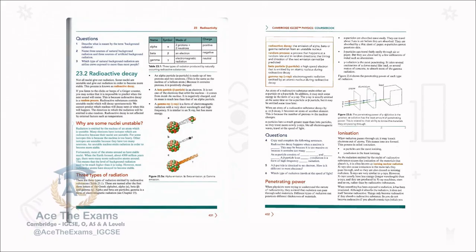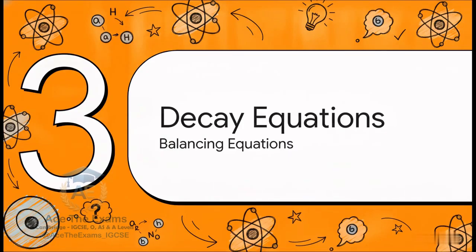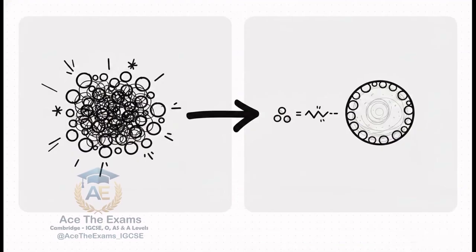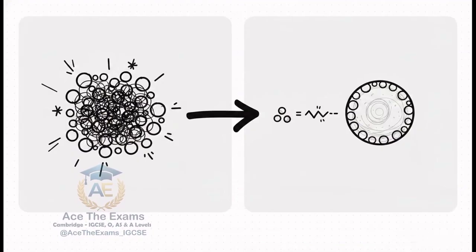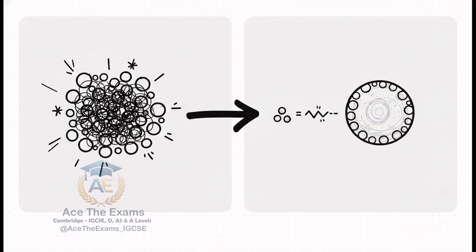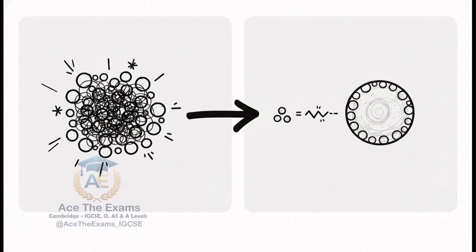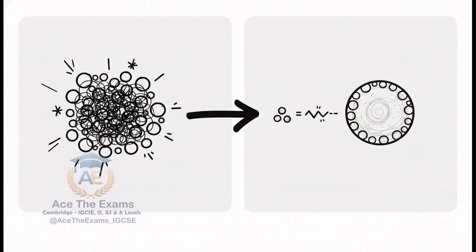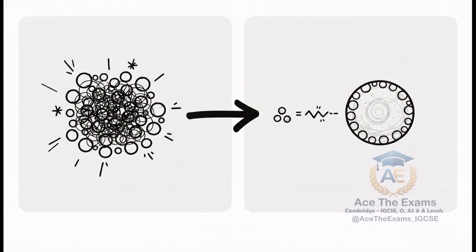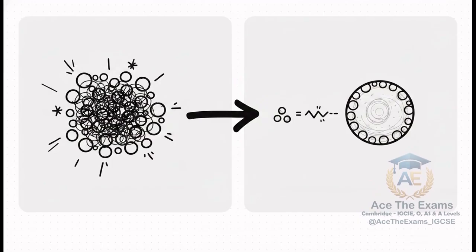Let's hit Section 3, Radioactive Decay Equations. Time to balance things out. Moving to a prime area for scoring calculation marks, let's look at how unstable atoms actually transform. This right here is where Cambridge separates the good students from the truly great ones. You simply cannot afford to lose marks on decay equations. They are purely logical puzzles.